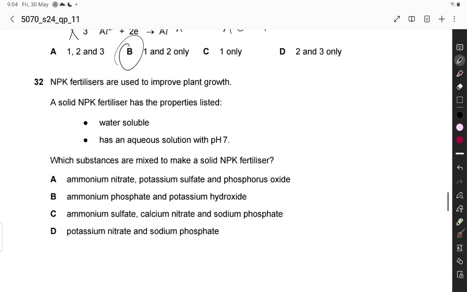NPK fertilizers are used to improve plant growth. A solid NPK fertilizer has the properties listed: water soluble, yes, and has an aqueous solution with pH 7. Which substances are mixed to make a solid NPK fertilizer?